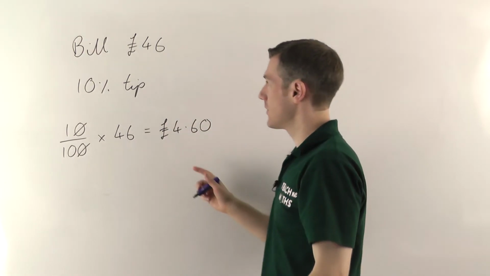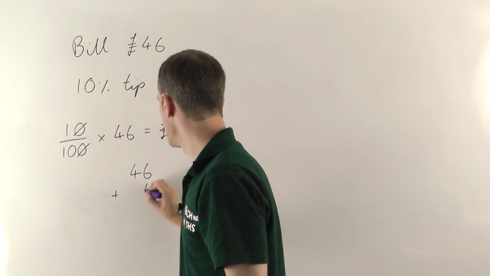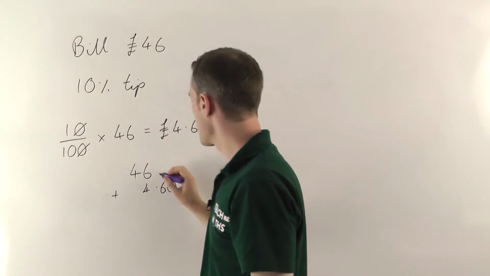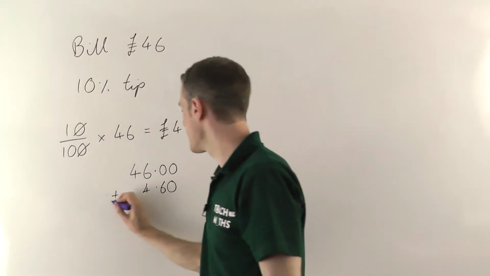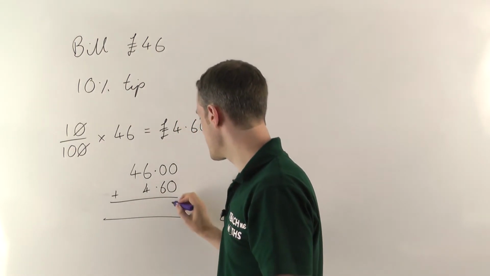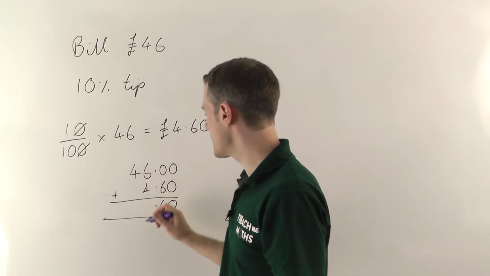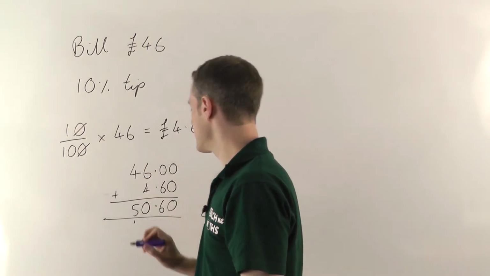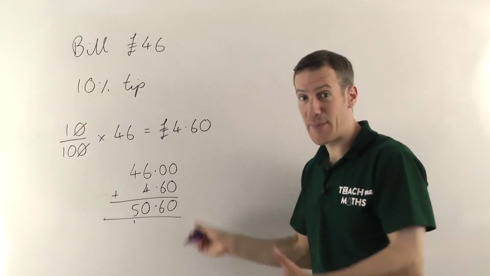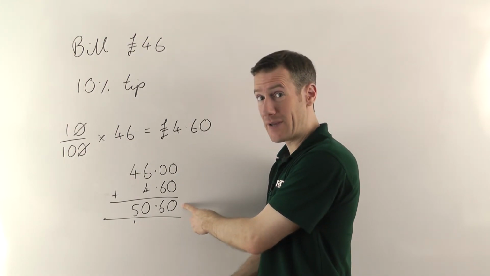So 46 plus £4.60. It's probably helpful to stick the 0.00 there on for the 46. Add it up, 0 plus 0 is 0, 0 plus 6 is 6, decimal point goes under the one above, 6 plus 4 is 10, carry the 1, and 4 plus 1 gives you 5. So the final amount that you need to pay is £50 and 60p.